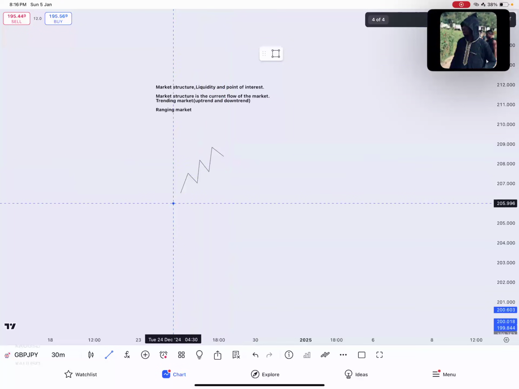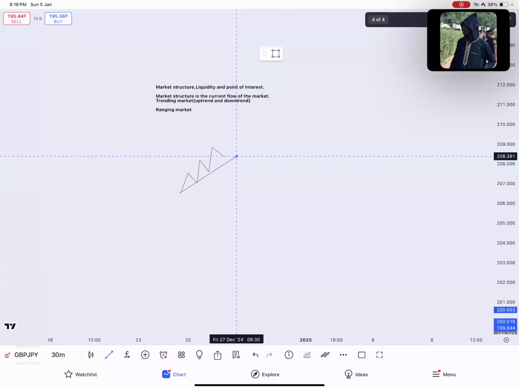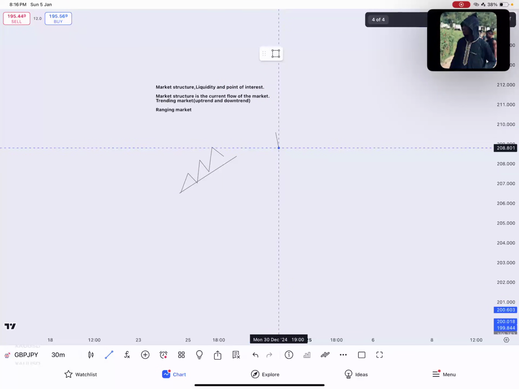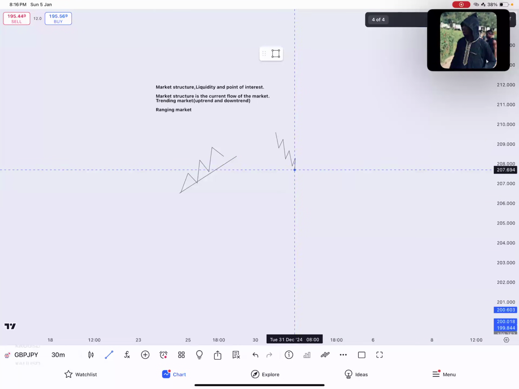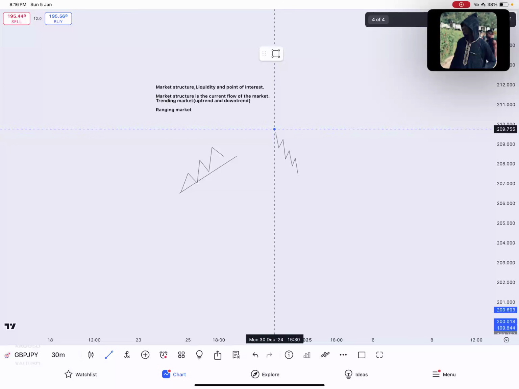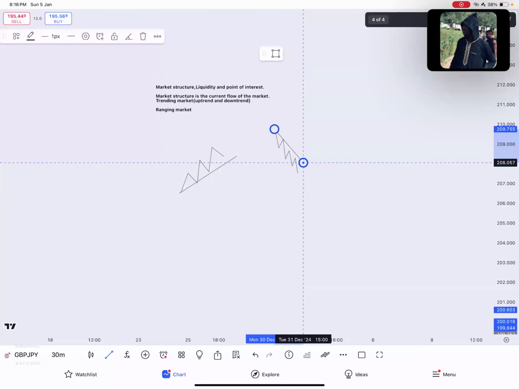This is what it means for price to be on an uptrend. Then the price is making a series of what? Lower highs and lower lows, lower highs and lower lows, lower highs, lower lows. This is what it means for price to be on a downtrend.